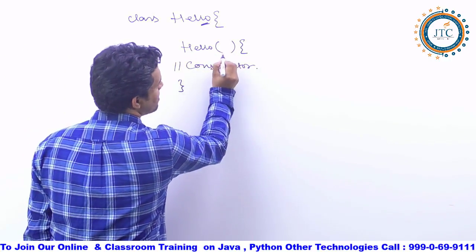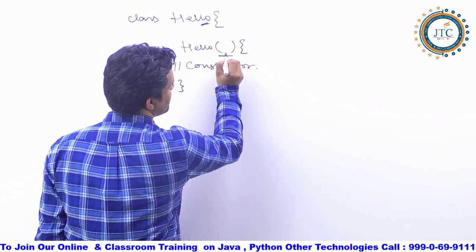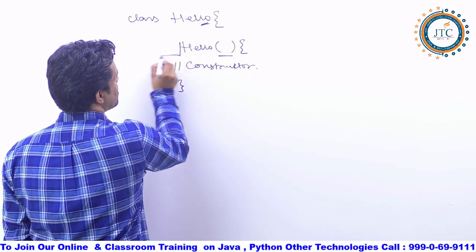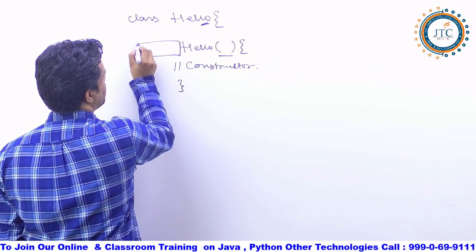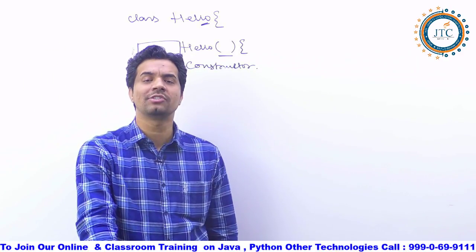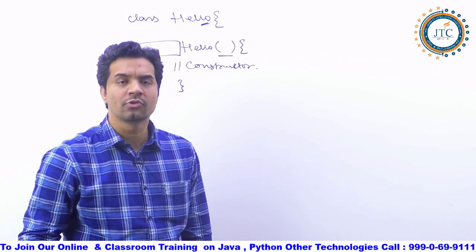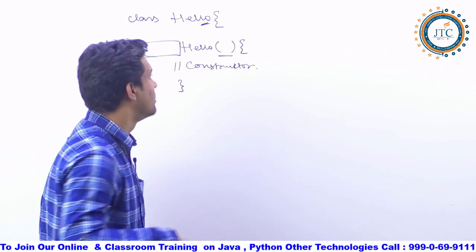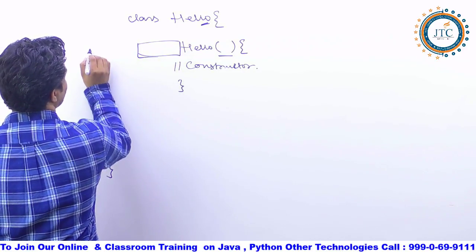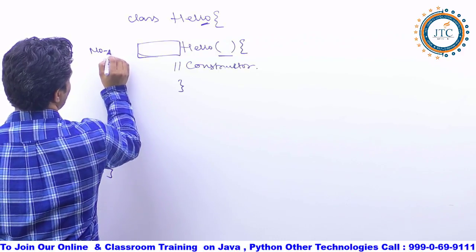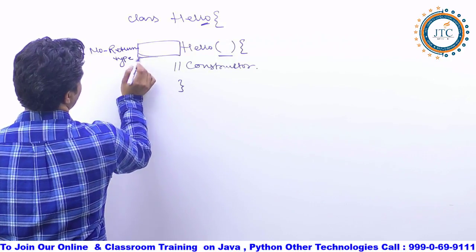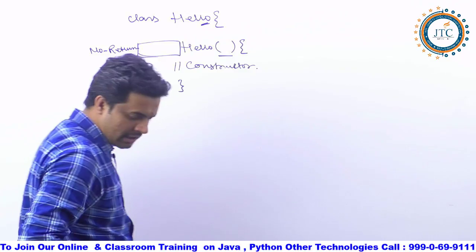Now in the next point, it must have parentheses for the parameters, but it must not have something else. What should we write here? Can you please tell me what we generally write in the case of a method? If I ask you this question, in the case of a method we generally write some return type. So in the case of a constructor, no return type.